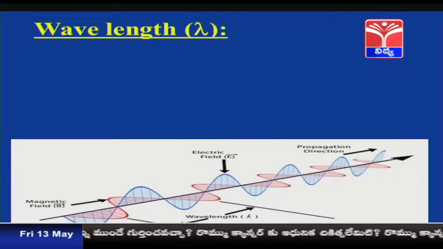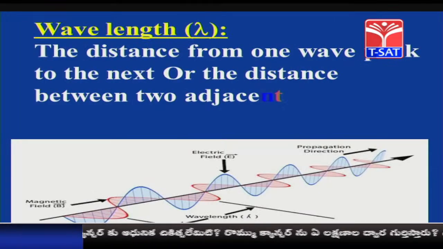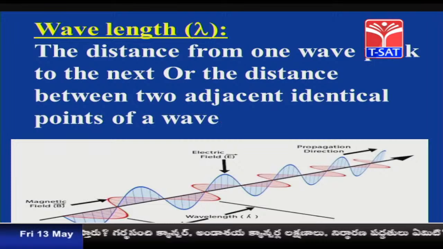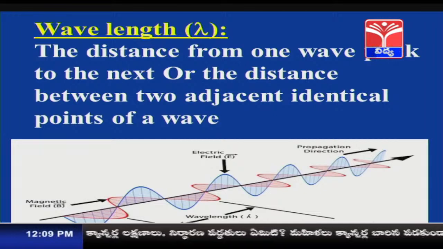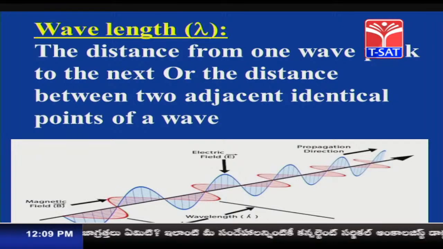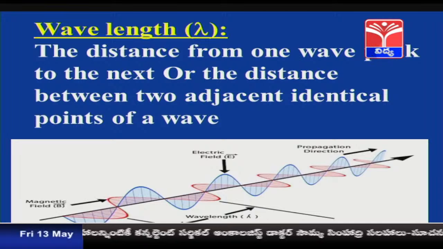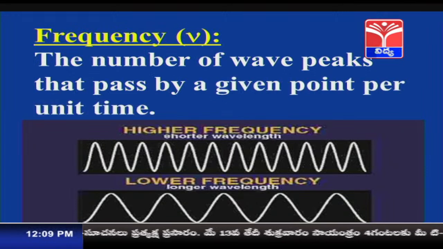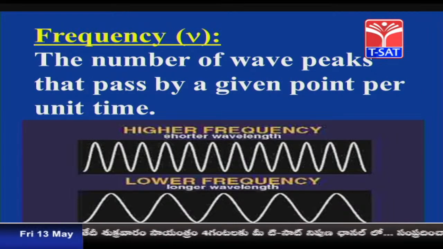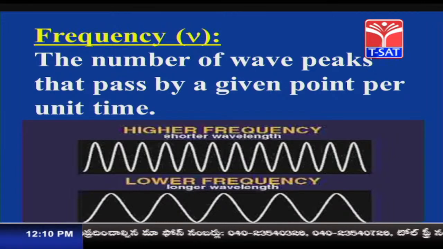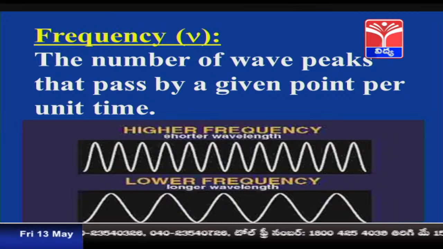And what is wavelength? Wavelength is the distance from one peak to the next, or the distance between two adjacent identical points of a wave. In the diagram you can see two peaks connected and denoted with lambda. The symbol lambda is used to represent the wavelength, and the other one is frequency. The number of wave peaks that pass by a given point per unit time is known as the frequency. Children, you can find here one is higher frequency and another is lower frequency.